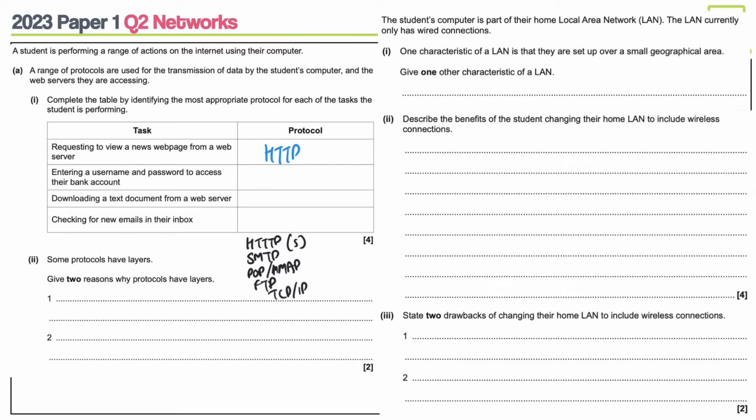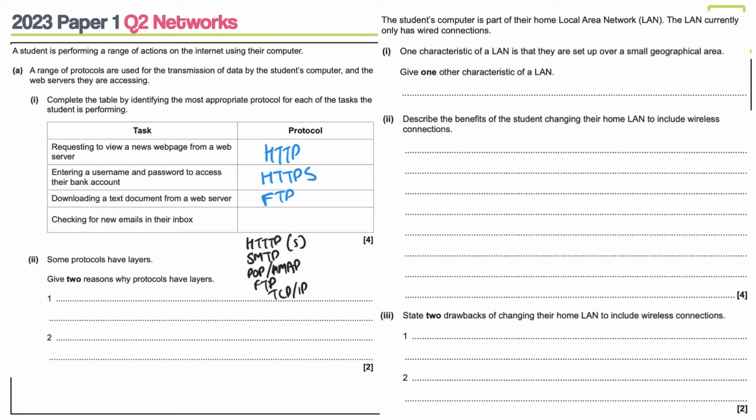Entering a username and password to access their bank account. HTTPS. If you put HTTP for this one, what could happen? You don't get the mark. God, we are creatures of habit, computer scientists, aren't we? It's not exactly hard to predict. Downloading a text document from a web server. FTP. If you put HTTP, truthfully, you might still get the mark because it's not really specified enough. But I will go FTP.